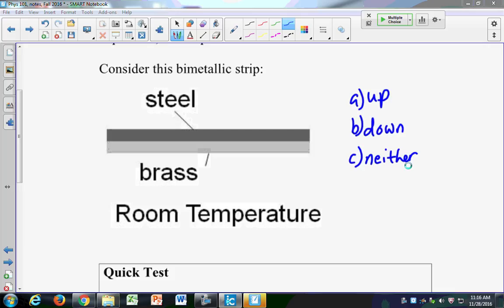And so if the brass side gets longer, it's going to bend up, because I get the long side on the outside and the shorter side on the inside. It'll cause that strip of metal to bend upwards. If they were switched the other way around, it would bend down. Like if the brass was on the top and the steel was on the bottom, then it would bend downwards. So this is kind of nice, because now I have a device that will move depending upon what the temperature is. The more you heat it up, the more it's going to bend.